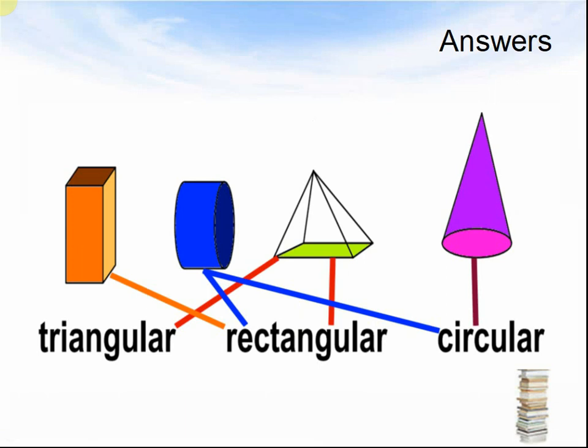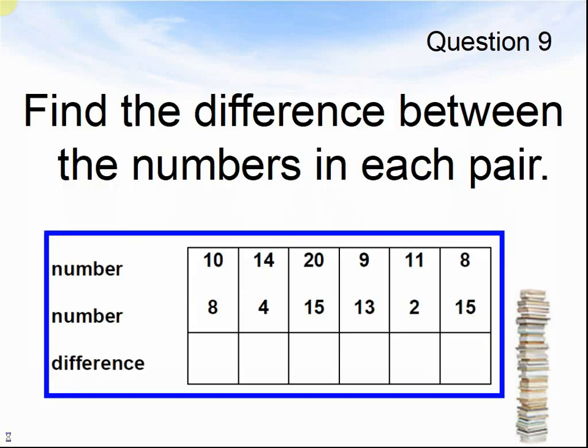The cuboid has only rectangular faces. The cylinder has rectangular and circular faces. A pyramid has triangular and rectangular faces, and the cone has just circular. Let's look at the next question.